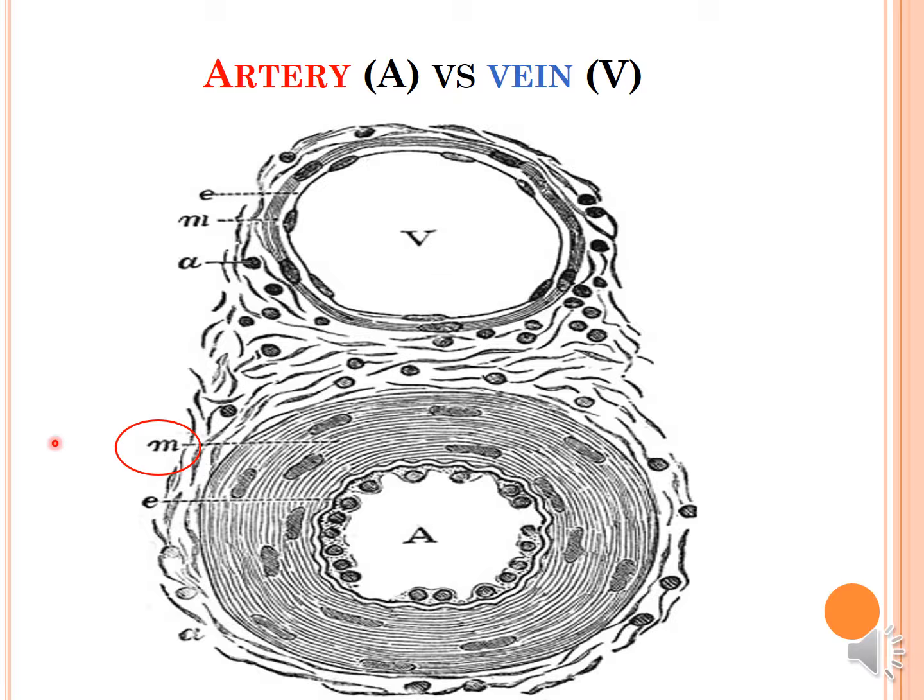But the media layer in the artery is much thicker than the media layer of the vein. And this is the most important difference between arteries and veins. This difference will also affect the function of those blood vessels. The artery would have a good contractile ability, which is needed for its function, while the vein will not have the same capability to contract.